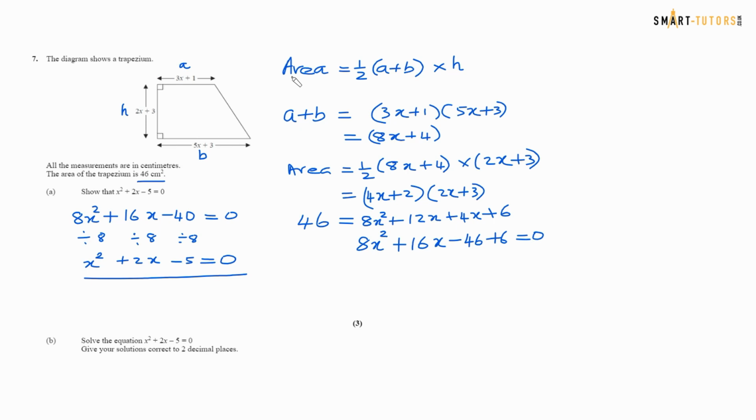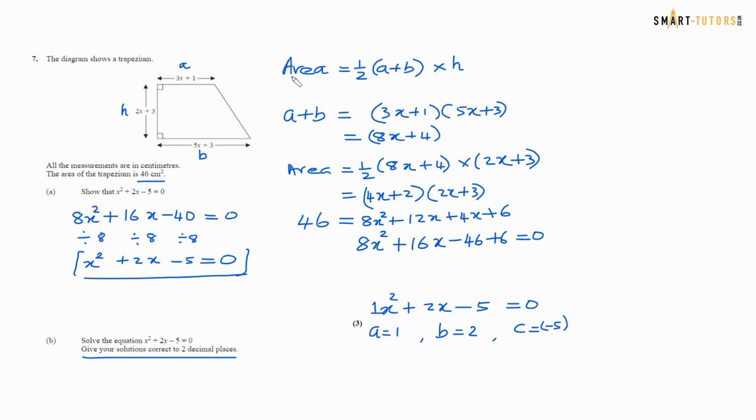Next, B part, solve the equation x squared plus 2x minus 5 equals 0. Give your solution correct to 2 decimal places. So give your solution to 2 decimal places means this is not factorizable. You need to use the quadratic formula to do this one. So the equation is x squared plus 2x minus 5 equals 0. So a is 1, the coefficient of x squared, b equals 2 and c equals minus 5.